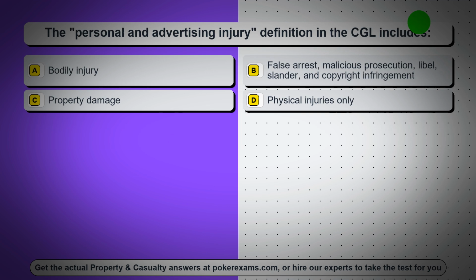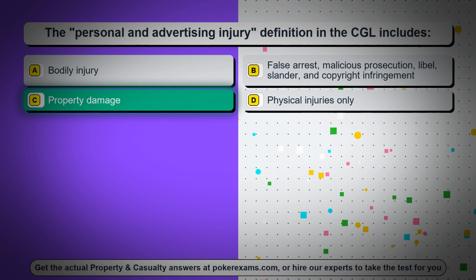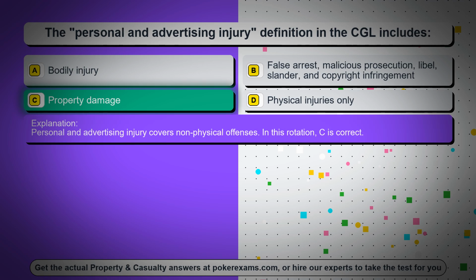Question 83. The personal and advertising injury definition in the CGL includes: option A, bodily injury; option B, false arrest, malicious prosecution, libel, slander, and copyright infringement; option C, property damage; option D, physical injuries only. The correct answer is option C, property damage. Personal and advertising injury covers non-physical offenses. In this rotation, C is correct.